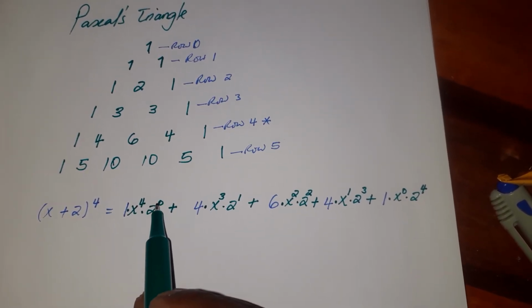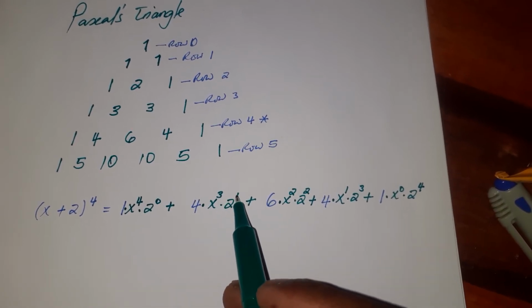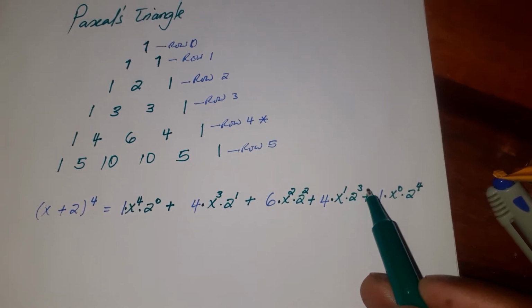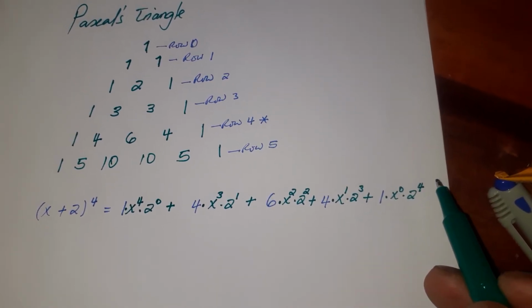4 plus 0 is 4. 3 plus 1 is 4. 2 plus 2 is 4. 1 plus 3 is 4. 0 plus 4 is 4.